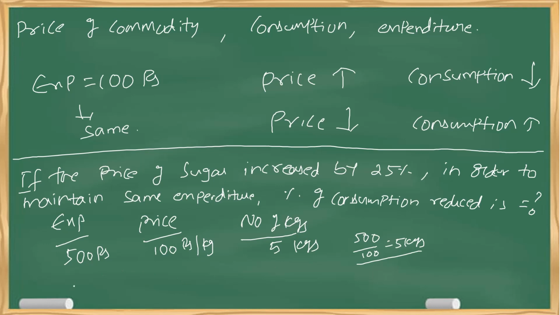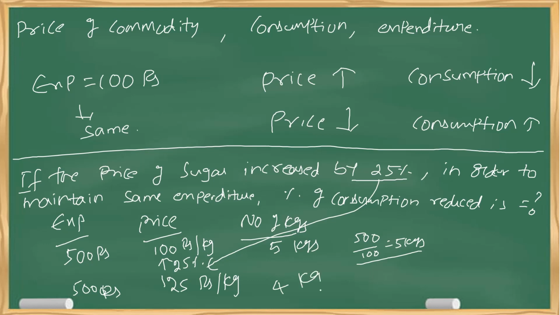Now, what happens to the expenditure? Expenditure is the same, that 500 rupees only. And the price of the sugar has been increased by 25 percent according to the question. Now tell me, how much does the sugar cost? 125 rupees per kg. Correct? Now, how many kgs will you get? Only 4 kgs, right? Because 500 by 125 is equal to 4 kgs.